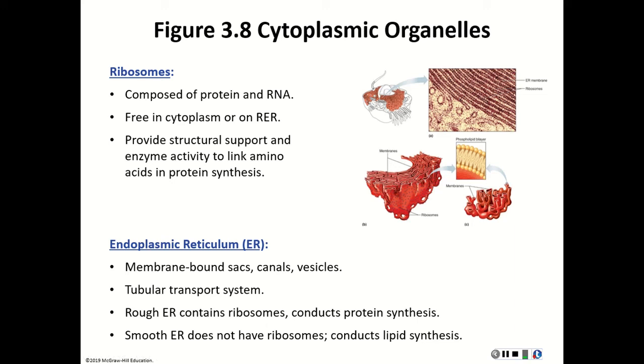The smooth ER has other functions as well. We'll find that it stores calcium, and this is a very important function in the muscular system. It also is important for detoxifying different drugs. So we'll see that the liver, an important organ in drug detoxification, has liver cells with lots of smooth ER.